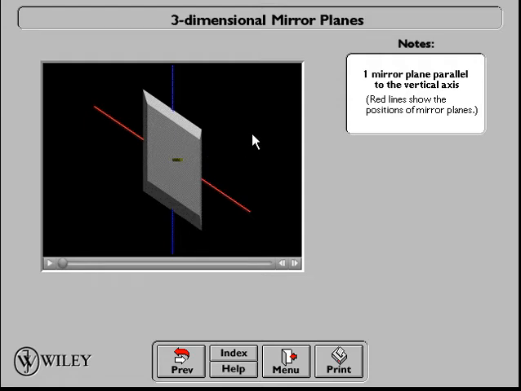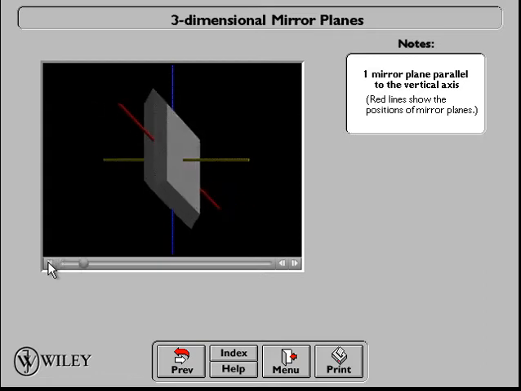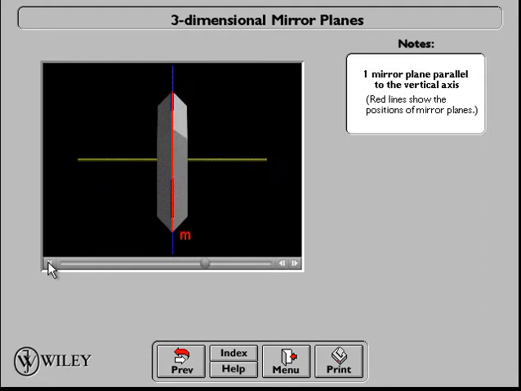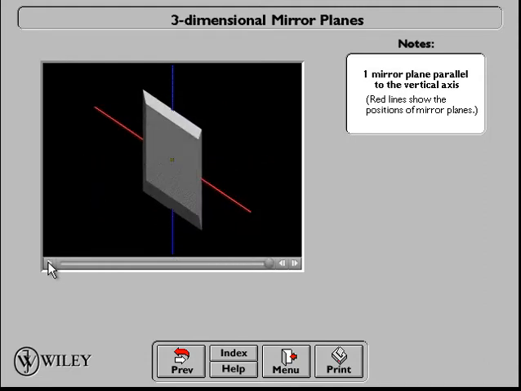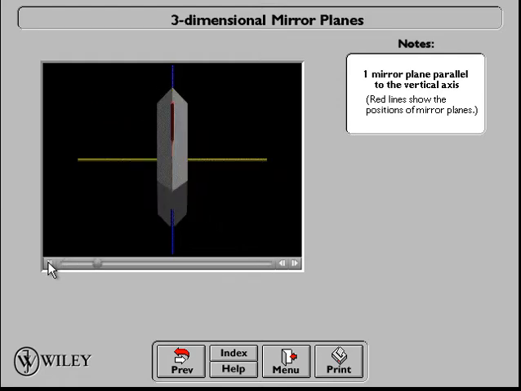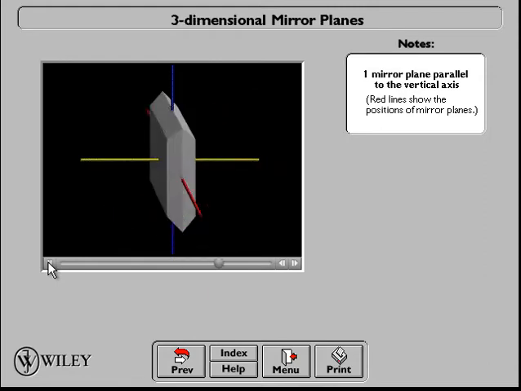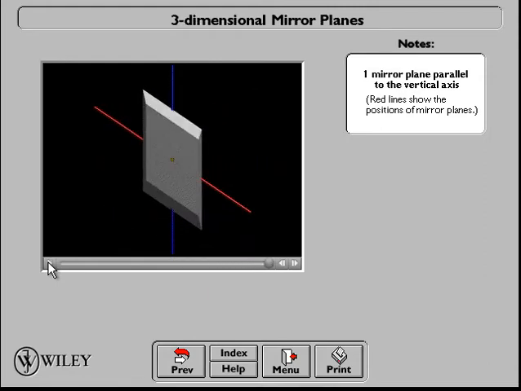The red line shows the position of the mirror planes. So we are pressing here. Here we have now the position of the mirror planes. Should we do it again? Here we have the mirror plane. Here we have it again. And the sign for the mirror plane is an M for mirror.